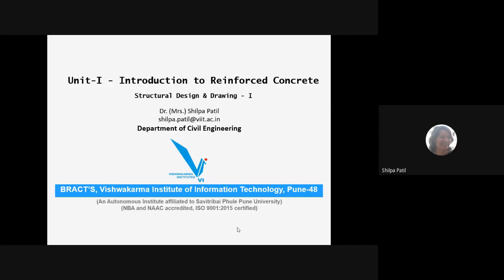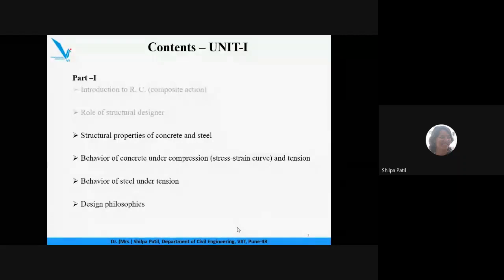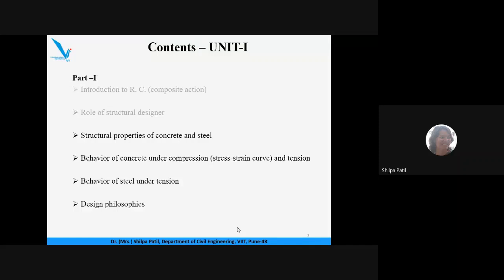In the previous lecture, we started with the first unit, Introduction to Reinforced Concrete, and completed the introduction of what a reinforced concrete or composite section is, and the role of the structural designer. We also discussed the basic requirements for structural design, and you solved a small quiz on the same. And we started discussing the properties of various materials.